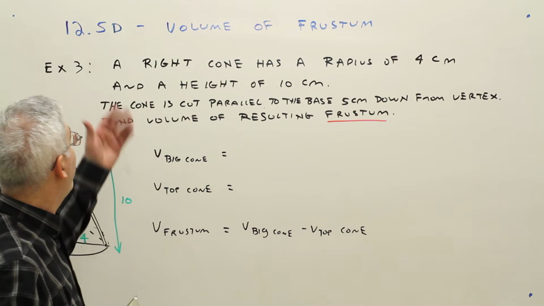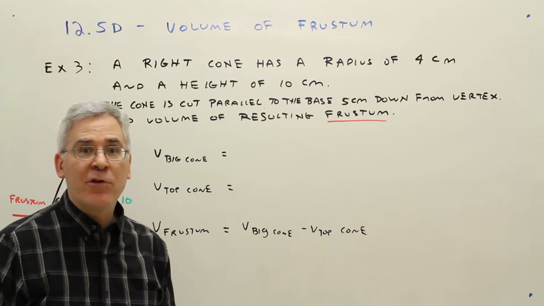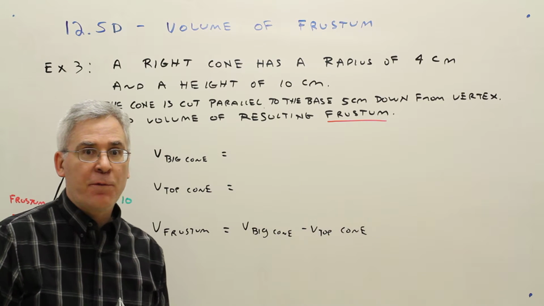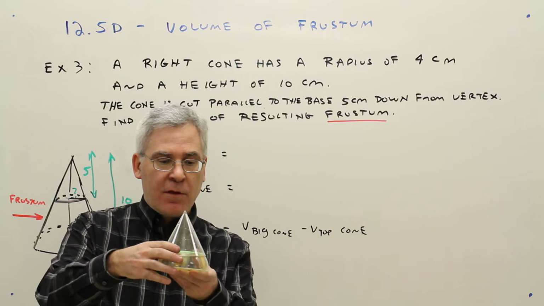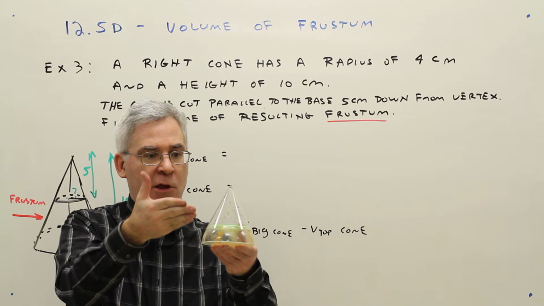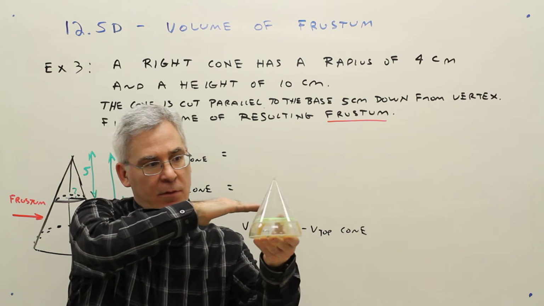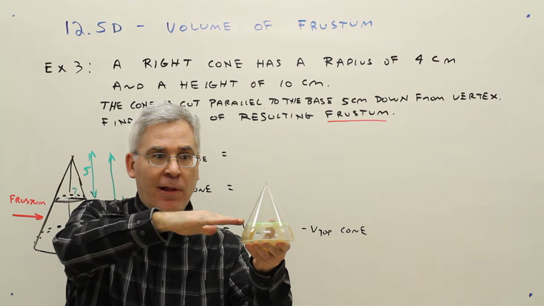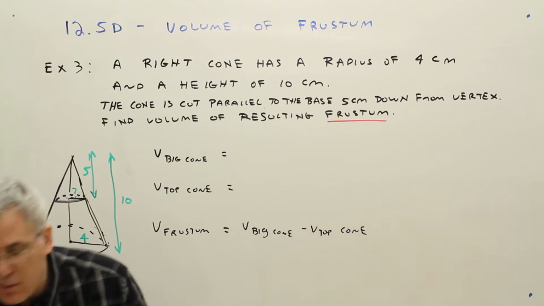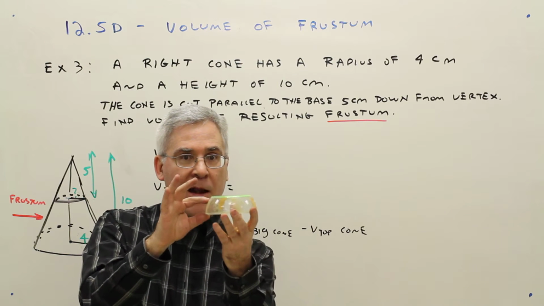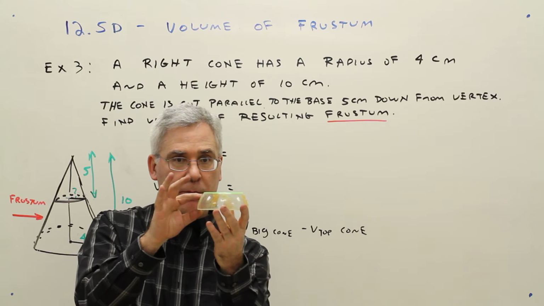Welcome to video 12.5D, volume of a frustum. So first let me show you what a frustum is. Let's suppose that this is a cone, and then we cut the cone parallel to the base. The resulting bottom portion is the frustum.